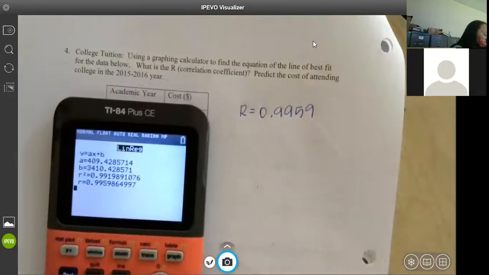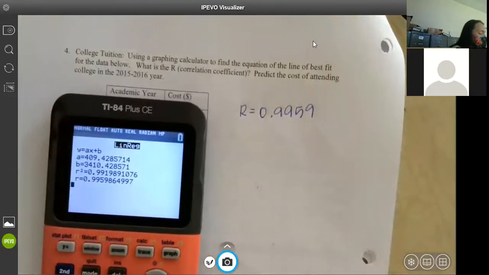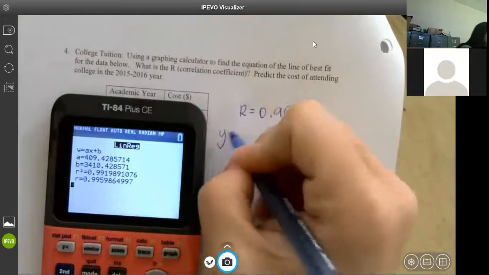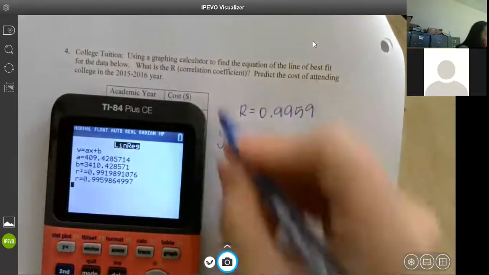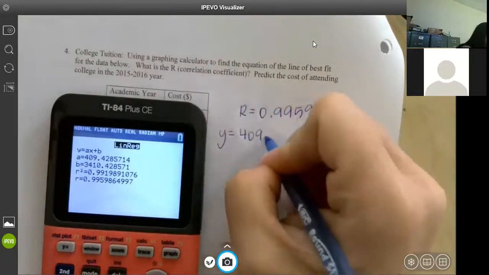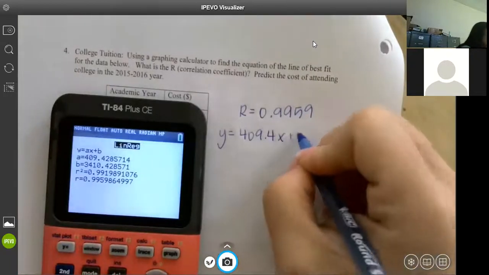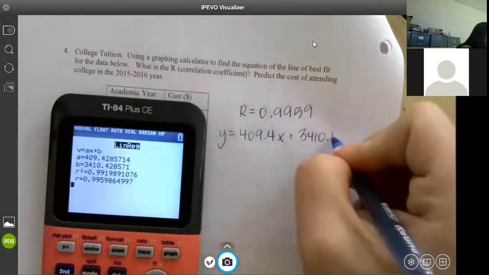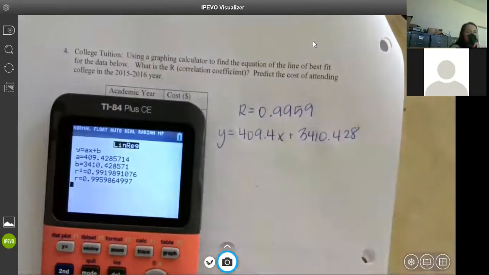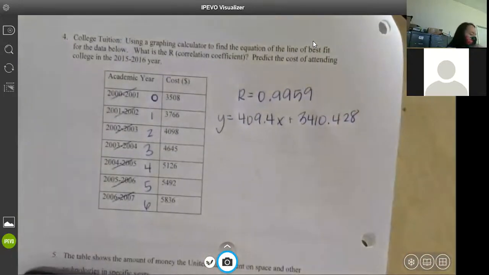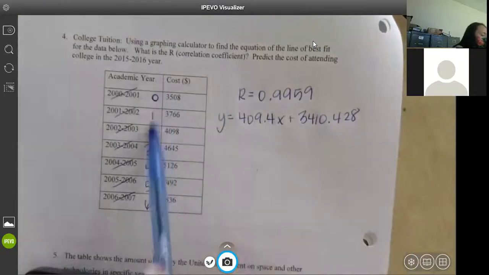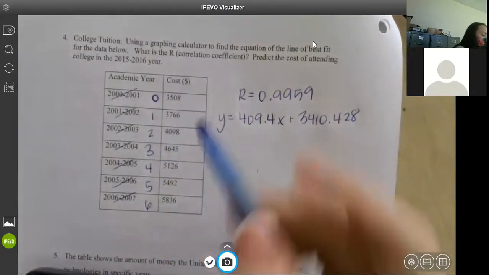Then it says predict the cost of attending college in the 2015-16 school year. So you need your equation. Y equals, my A is 409.4 and then an X. And then my B is 3410.428. Here's your chart. What does Y represent?